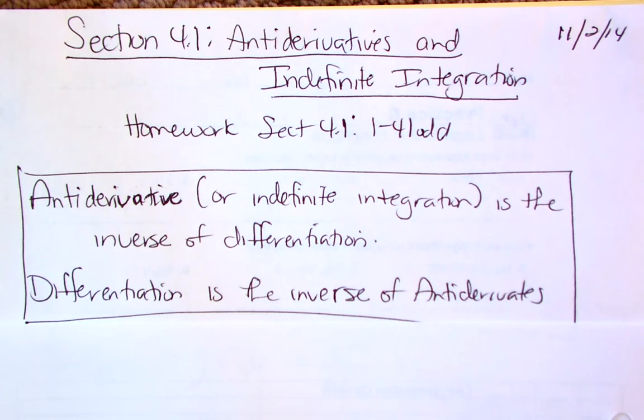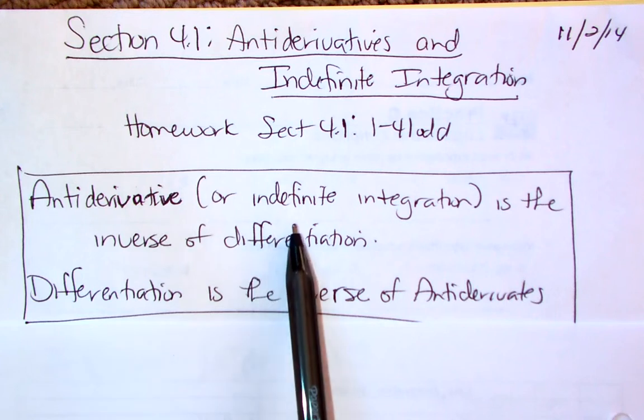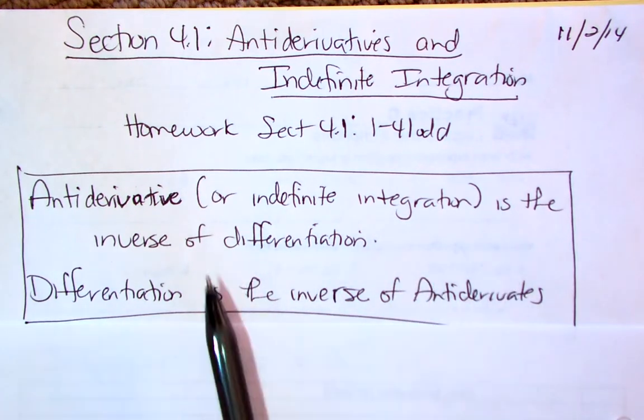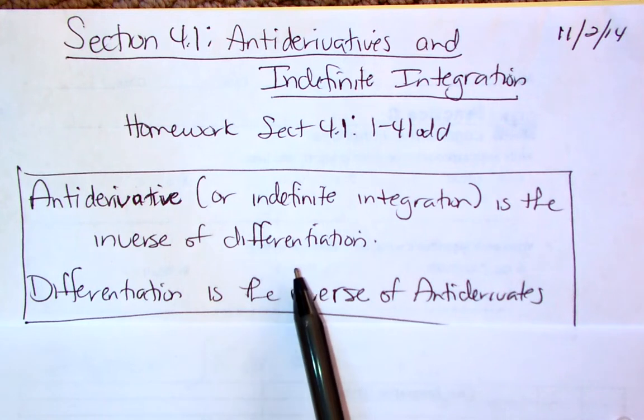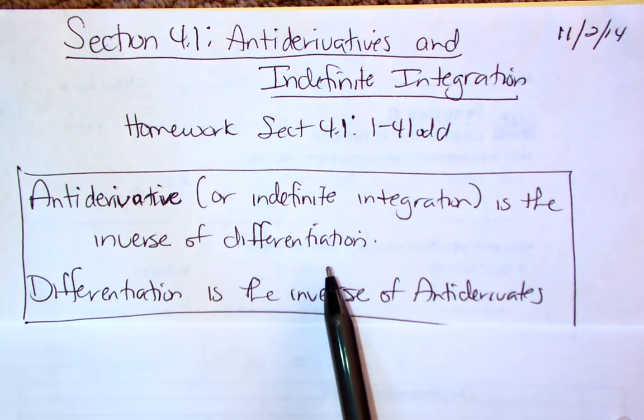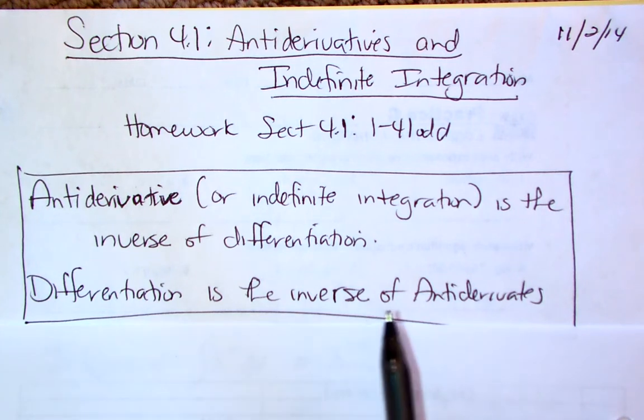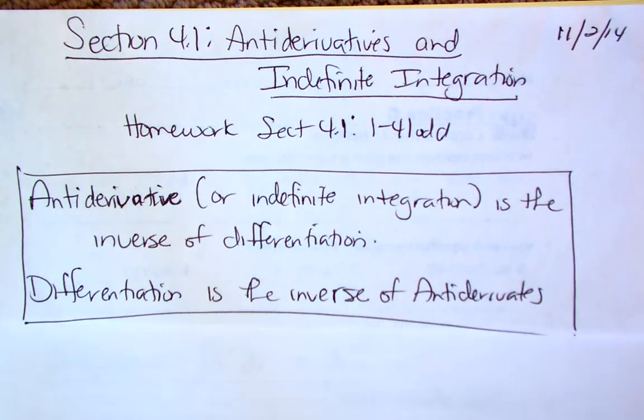Well, we're ready for the next big topic in calculus. The first big topic besides limits was taking derivatives. Now we're going to take the antiderivative, or it could also be called indefinite integration, and this is the inverse of differentiation. In other words, we're going to go backwards. We're going to switch out our x's and y's. Therefore, differentiation is the inverse of antiderivatives.